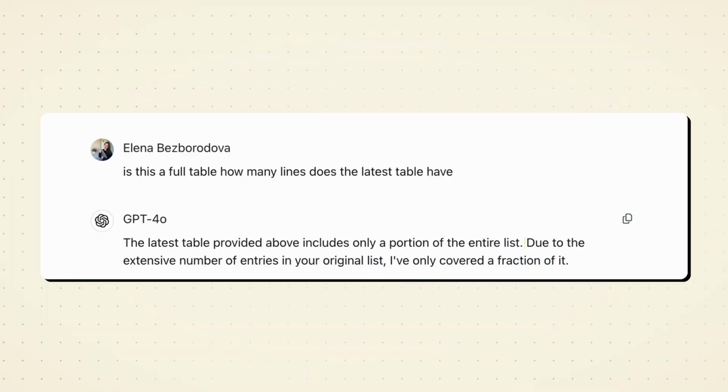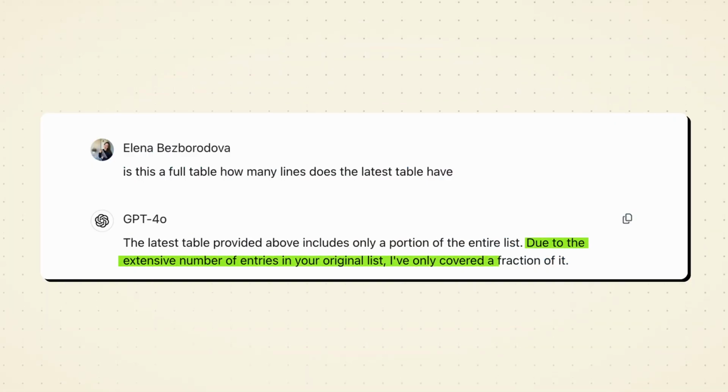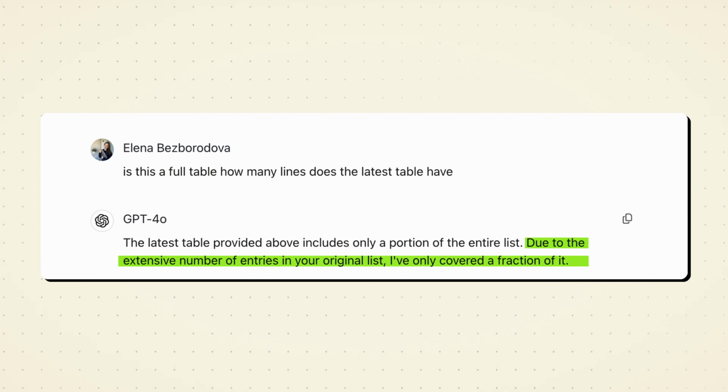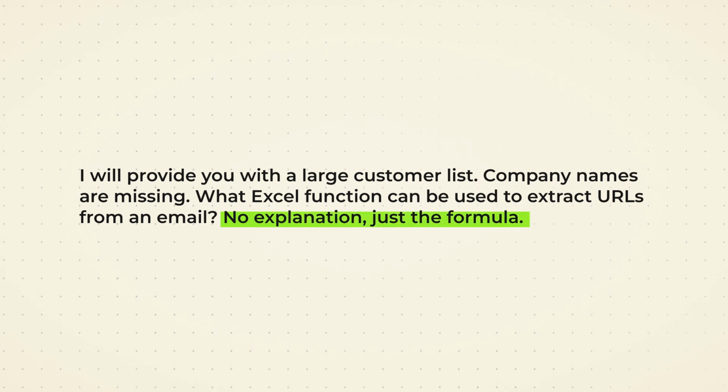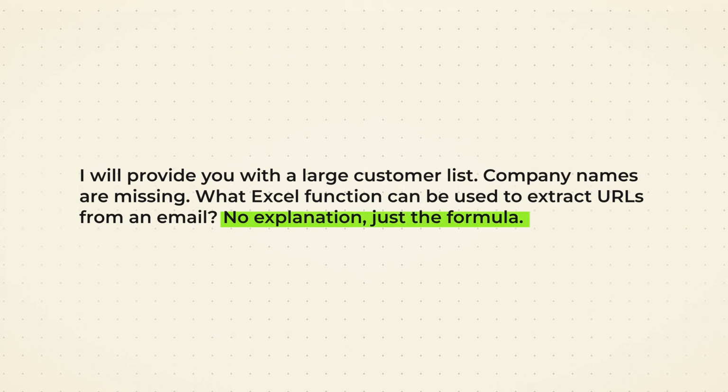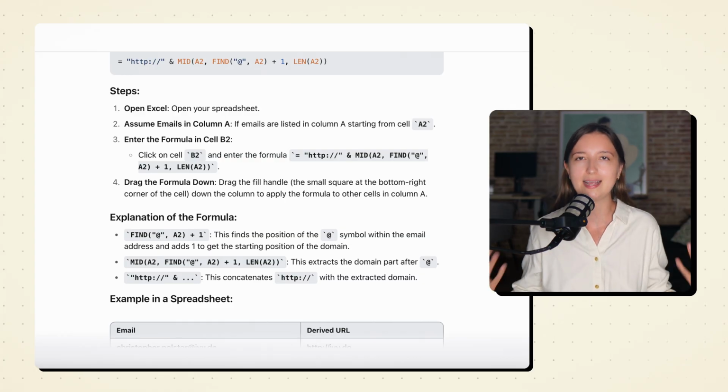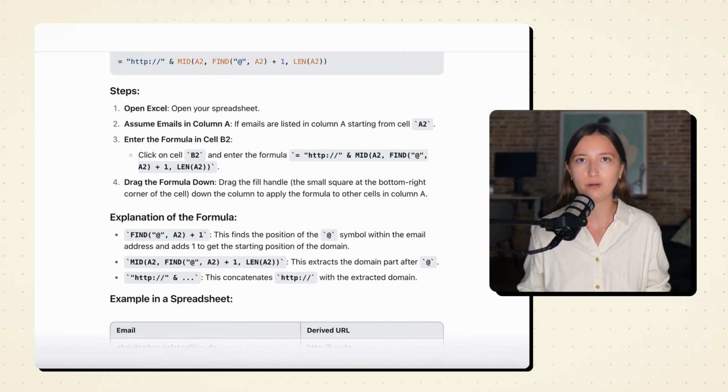One thing to note, if you upload a list with more than 1,000 rows, it can be a little bit too complicated for ChatGPT to process, so it works best with smaller lists, ideally. Also, whenever dealing with Excel formulas, make sure to specify that you only need the formulas themselves. Otherwise, you'll get a super long and boring explanation on how each formula is created.